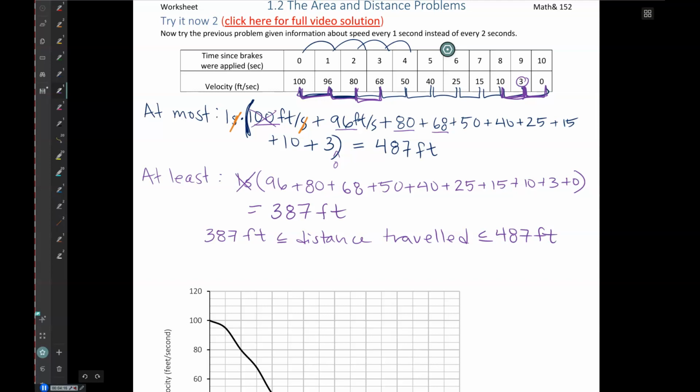Or we can give a good estimate. So the estimated distance traveled is just the average of those two. So add them up and divide by 2. And we should get 437 feet.